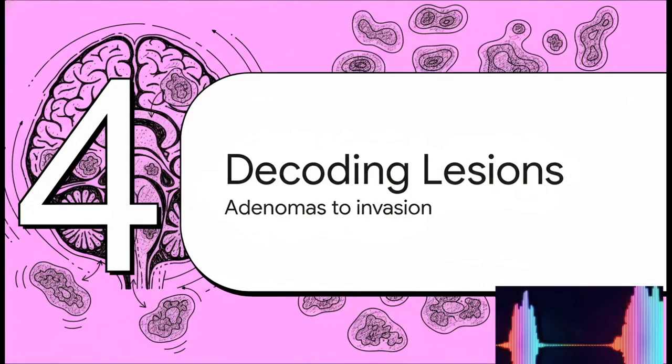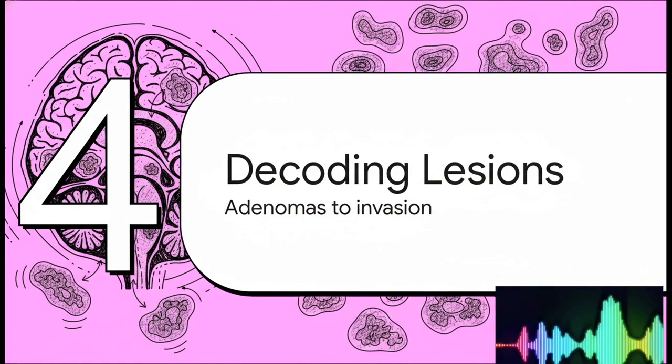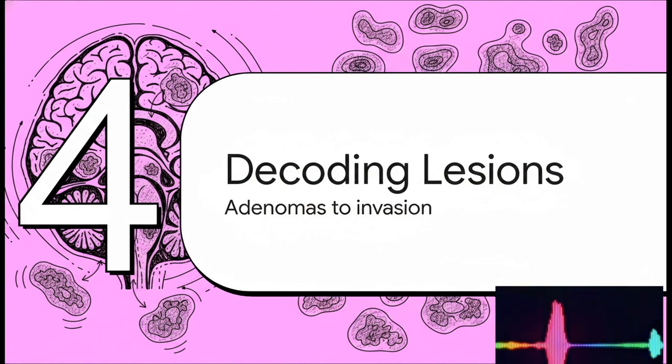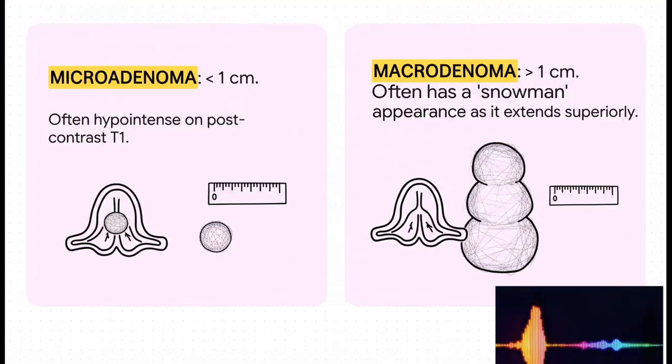All right, so now that we have a good feel for what's normal in terms of anatomy, size, and shape, let's get into the good stuff. Decoding pituitary lesions. We'll look at everything from adenomas to cavernous sinus invasion. So, when it comes to adenomas, the first big distinction is super simple. 1 centimeter.